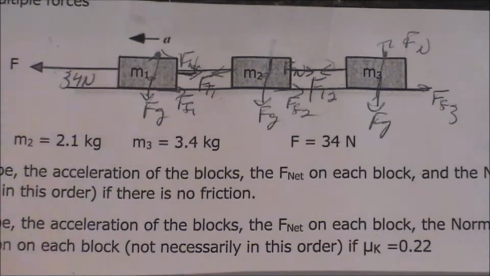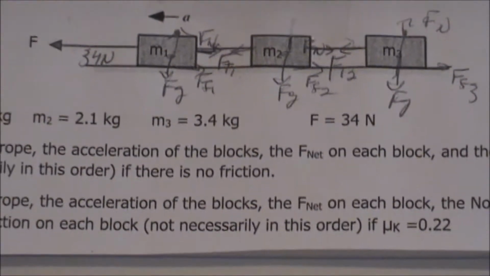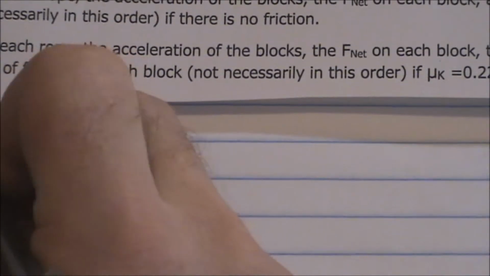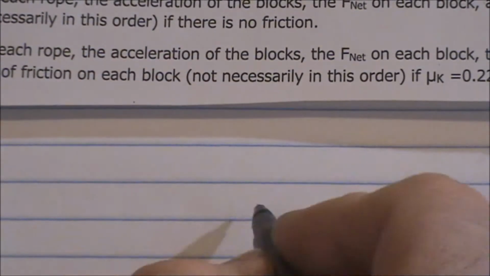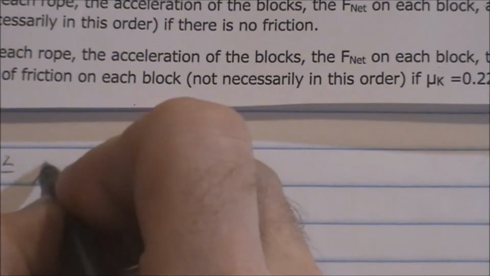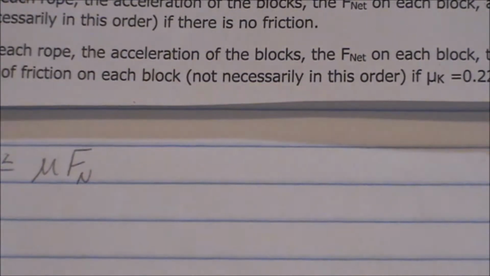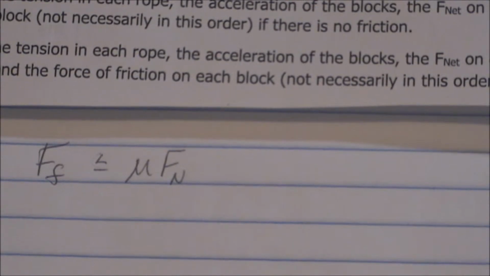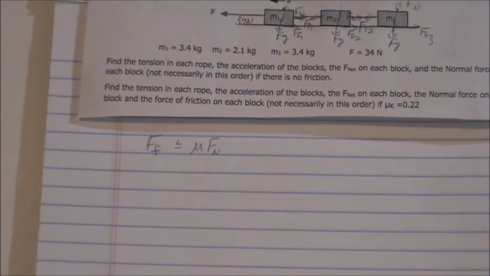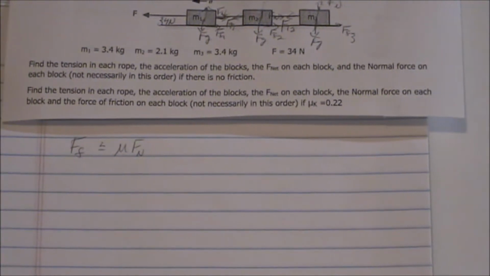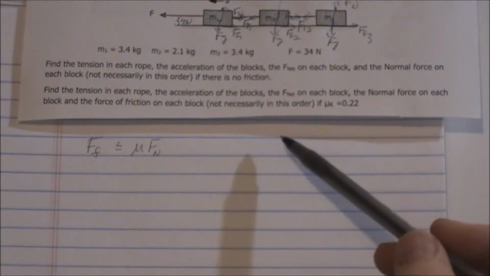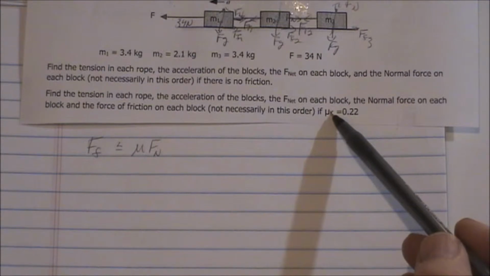So what are those forces of friction going to depend upon? Well, the force of friction formula says force of friction is less than or equal to mu times the normal force. And mu is called mu sub k, the coefficient of kinetic friction, if the object's already moving, or mu sub s, the coefficient of static friction, which means the object's just getting ready to move.